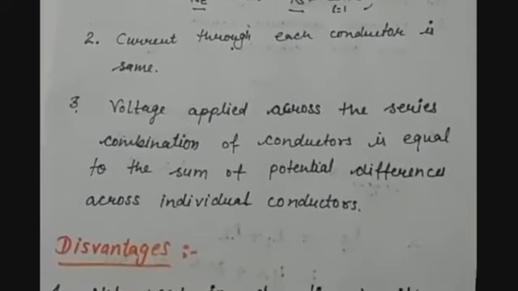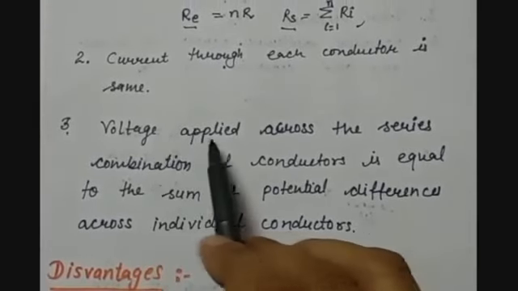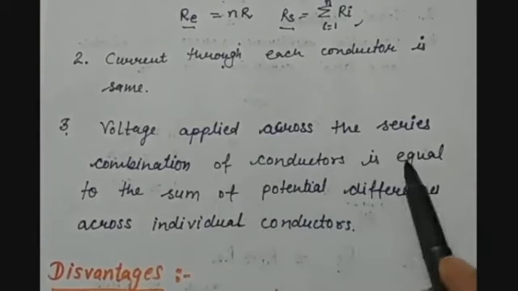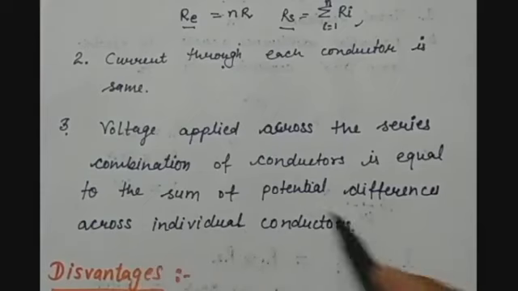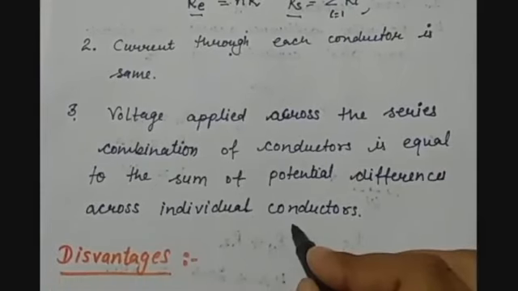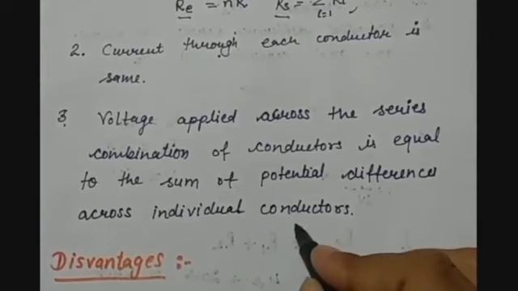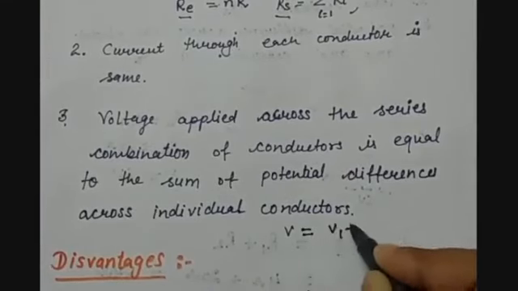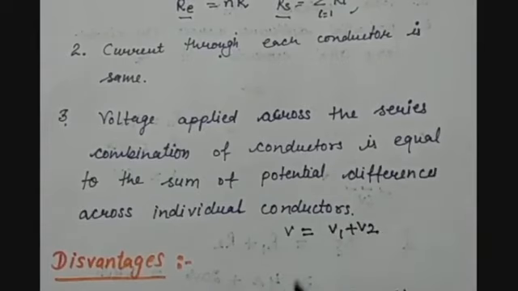The third point to remember is, the voltage applied across the series combination of conductors is equal to the sum of potential differences across the individual conductors. That means if we are having two resistances, V will be equal to V1 plus V2 and so on.